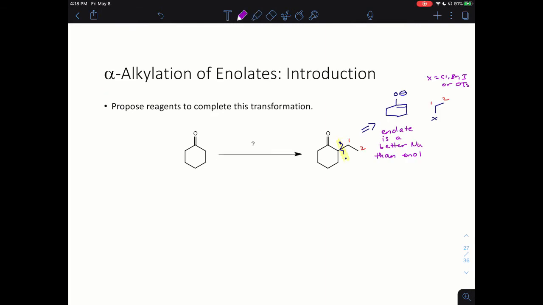This is the bond that we are proposing to make between the alpha carbon and carbon 1, as I've labeled it here. That bond can be made from an enolate nucleophile and an alkyl halide electrophile, and this will occur in a substitution reaction, as we've been discussing, so an SN2 reaction. Again, the alkyl halide needs to be a good SN2 substrate, which it is, it's primary. The leaving group could be an alkyl halide or an alkyl tosylate. And I am choosing to use the enolate because enolates are better nucleophiles than enols.